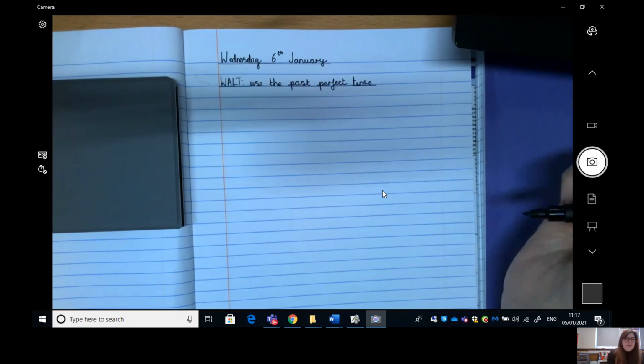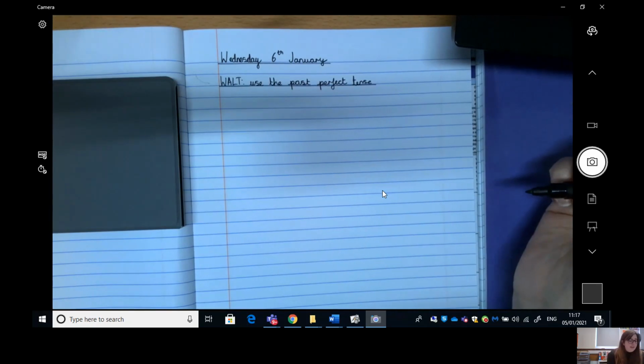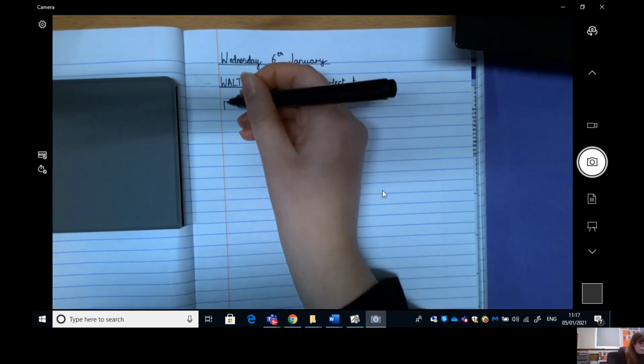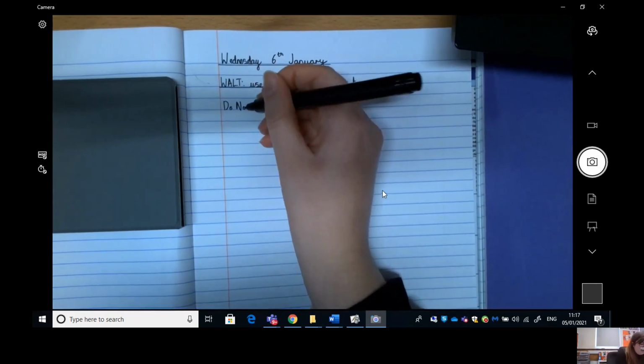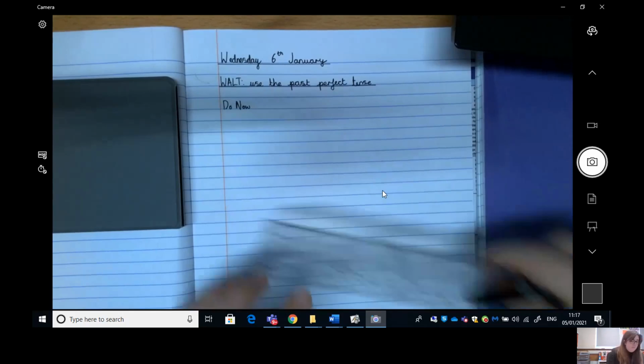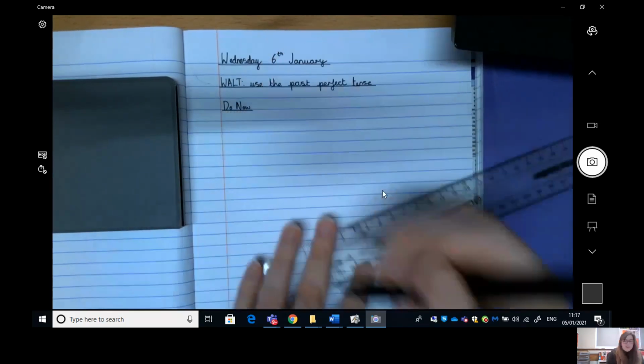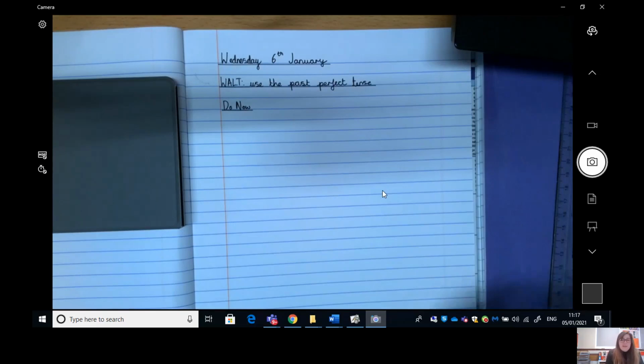Okay, good morning everybody. So today is Wednesday, the 6th of January, and today we are learning to use the past perfect tense. So our do now for today is a dictation exercise again. Remember to use lovely, neat handwriting and listen really carefully to make sure that you get all of the marks. So there are 4 possible marks on this one.